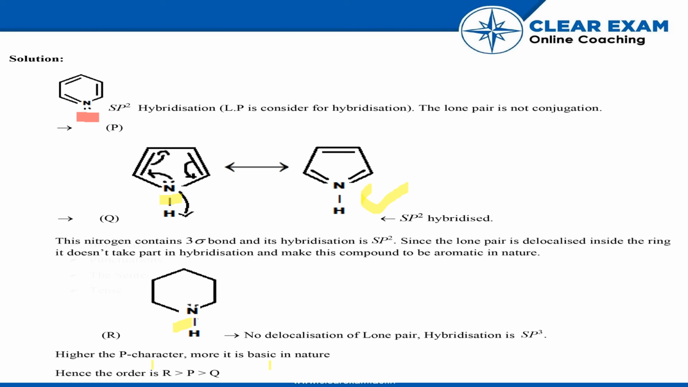We know this. So according to this, the order will be R, then P, then Q. So the answer will be R, then P, then Q.